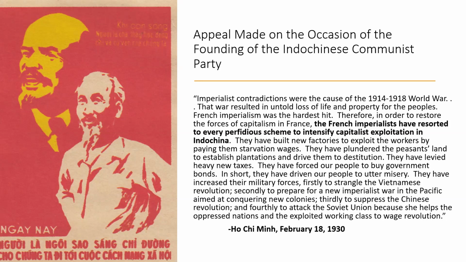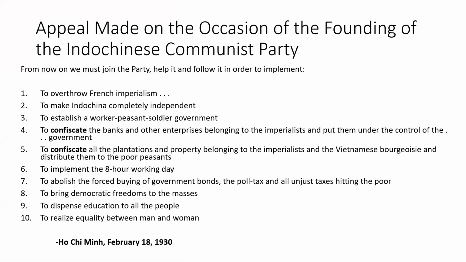And he worries about how the French are part of this global capitalist conspiracy to stop communism from taking root in China or the Soviet Union. And he specifically mentions them down here. So look at that very last sentence. China, the Soviet Union, they are trying to help oppressed nations. They are trying to help the exploited working class to wage revolution. And this is the way that he talked about it. So it's Vietnamese nationalism, but with a communist lens.